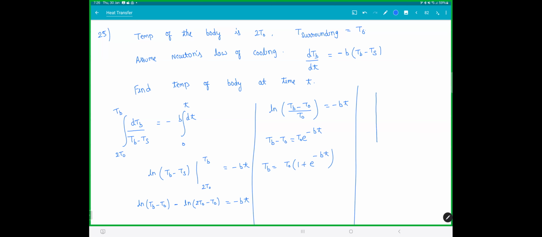Now, sometimes they'll ask you to plot a graph. If you have to plot a graph between TB and time, then you're starting at 2T naught. You will never reach T naught. It will take infinite time. The graph is an exponential decay, getting closer and closer to T naught. That's how the graph looks.